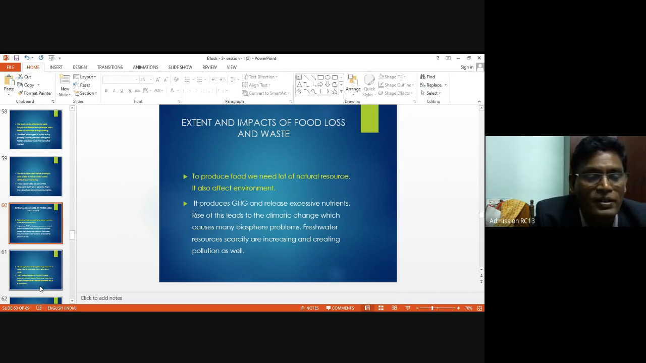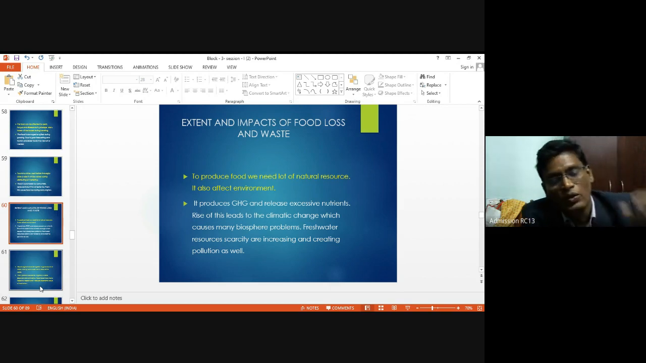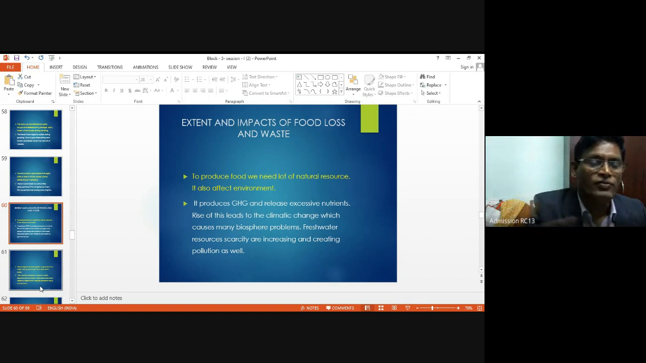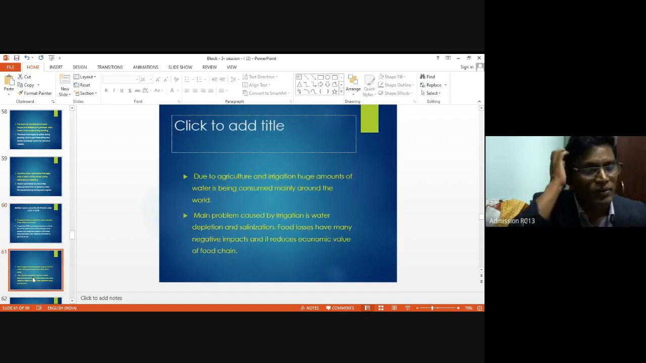Food production involves the production of greenhouse gases and releases excessive nutrients. A rise leads to climatic change, which causes many biosphere problems, freshwater resource scarcity, and pollution as well. So we notice that because of the usage of fertilizers, pesticides, and other chemicals, there are other complications and impacts on the environment. That means pollution at different levels. So after spending so much, the wastage of food is a matter of concern to look into.